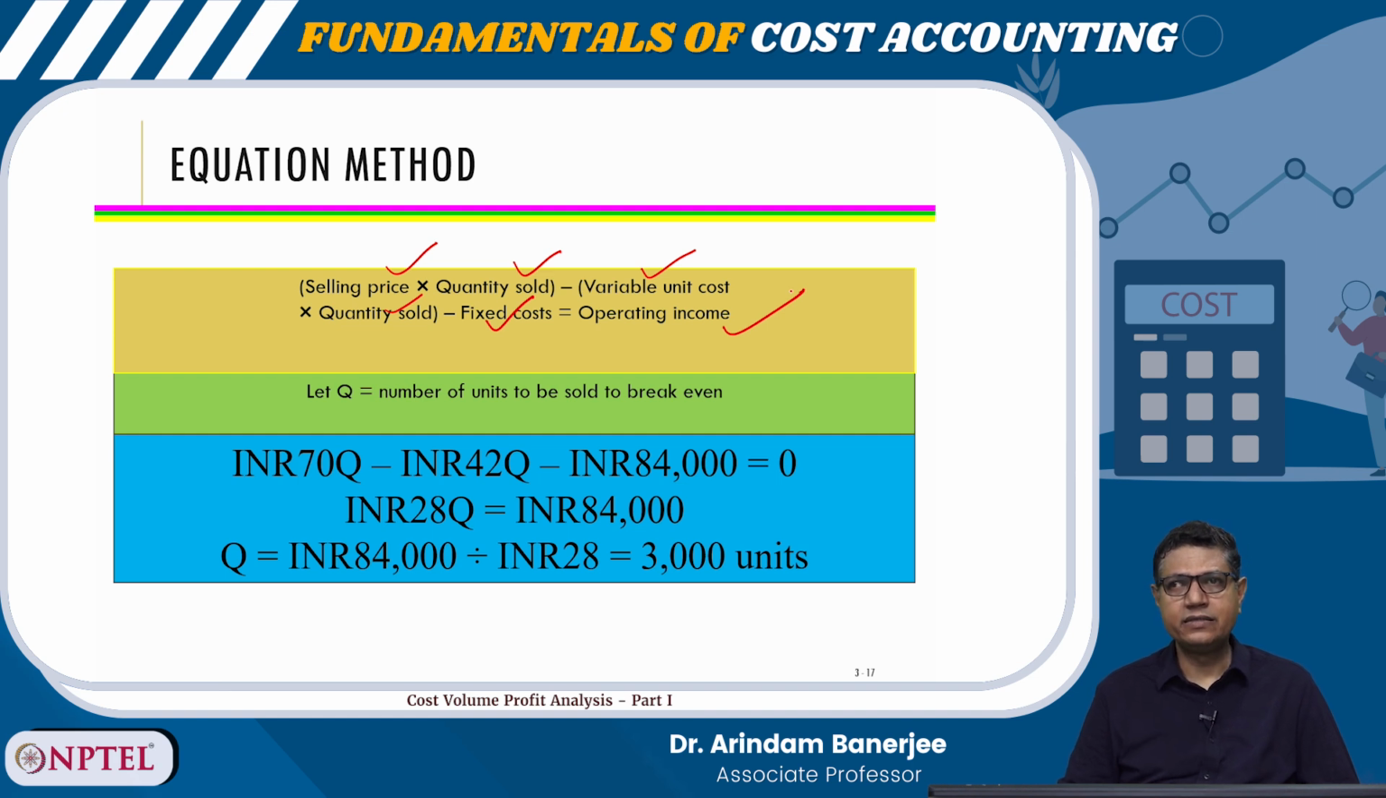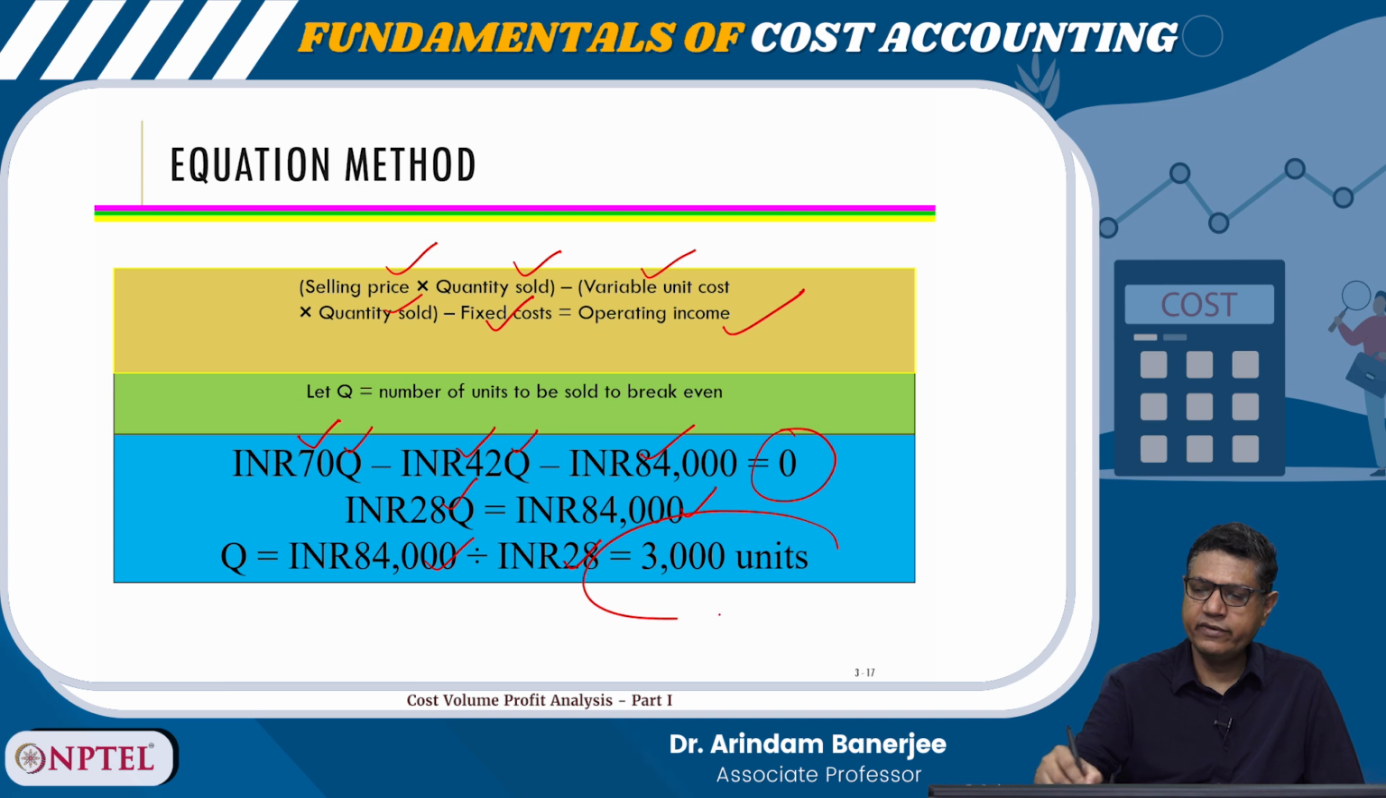Now, if I write the same problem in equation form, the selling price is 70 rupees per unit into Q, number of units produced, minus the variable cost of 42 per unit, so 42 into Q, minus fixed cost 84,000 is equal to 0, because at break-even level the profit is 0. So, 70Q minus 42Q is 28Q is equal to 84,000. So, Q is equal to 84,000 divided by rupees 28. So, the break-even sales is coming to 3000 units.